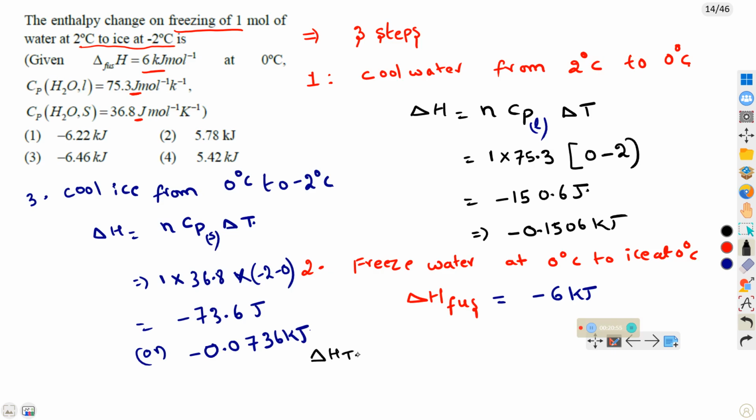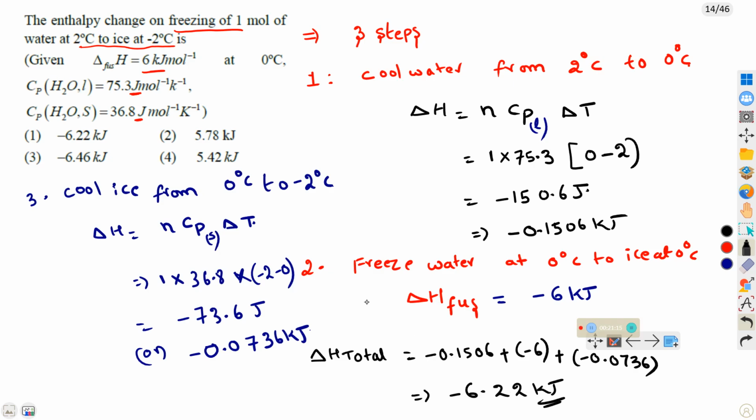Delta H total is equal to minus 0.1506 plus minus 6 plus minus 0.0736. Simplify, then you will get minus 6.22 kilojoules. First option correct.